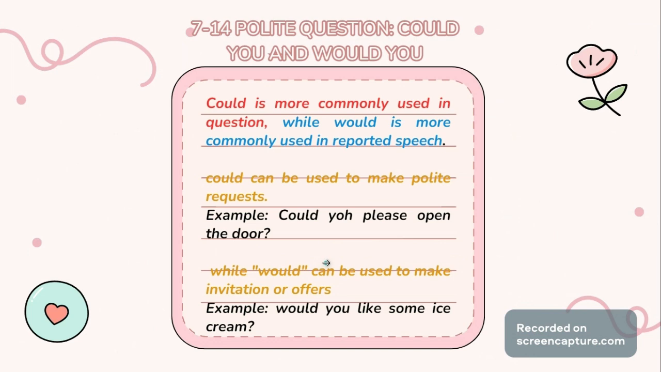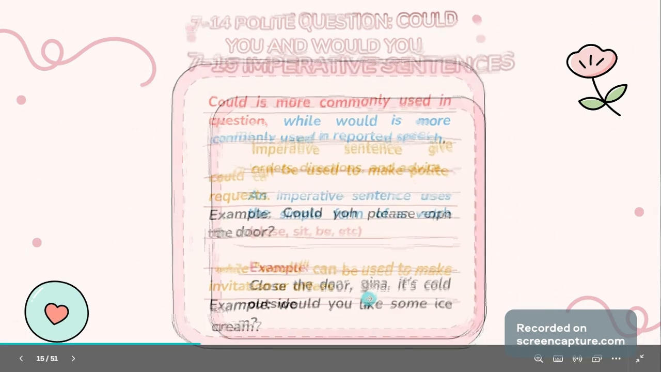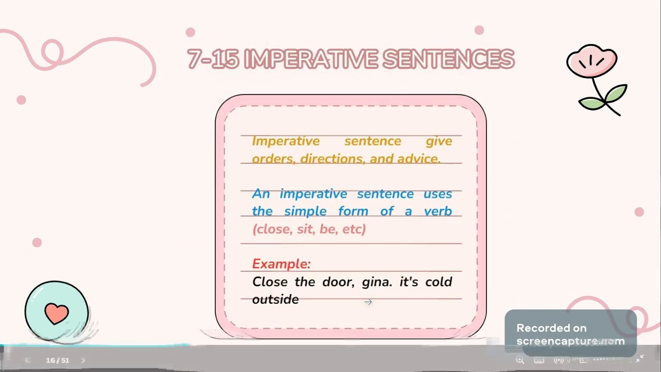Next, polite questions, could you and would you. Could is more commonly used in questions, while would is more commonly used in reported speech. Could can be used to make polite requests. Example, could you please open the door? While would can be used to make invitations or offers. For example, would you like some ice cream? That is an offer.